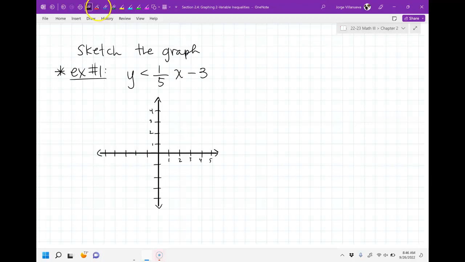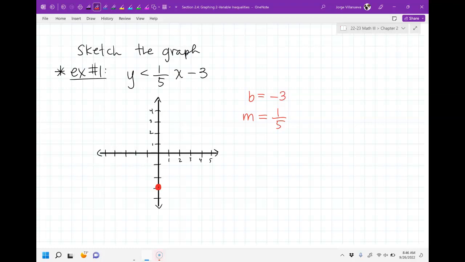So where do I begin? What's my b value? -3. Thank you. What's my m value? 1/5. Thank you. So I'm going to start at -3 because that's where I'm supposed to begin on the y-axis. Here it is. There's my point at -3.